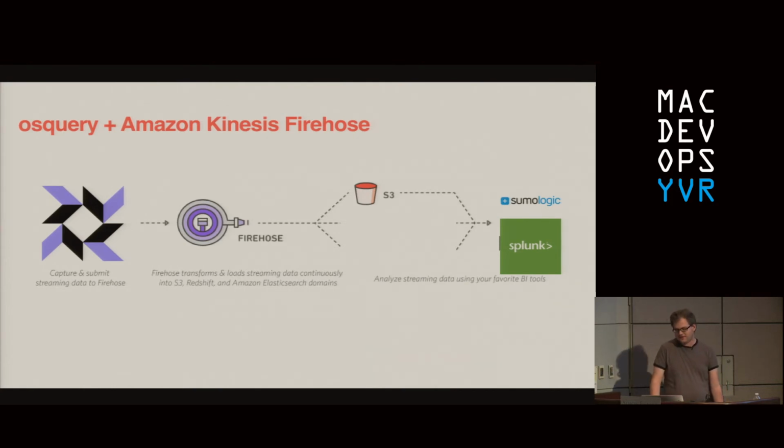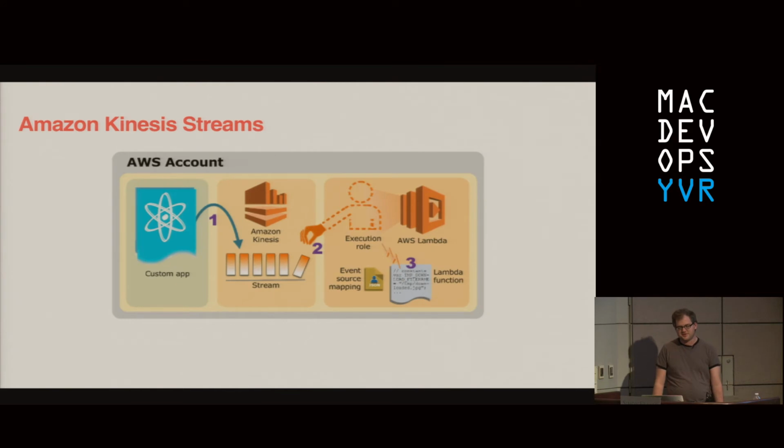The other side of Kinesis is Kinesis Streams. Now, I didn't make this. I stole this from the Amazon site. They were really good at making diagrams. But what Kinesis Streams does is get the same kind of data coming in from Osquery. It's still JSON, a JSON blob with the result from each query. But then it's going to actively do something with it.